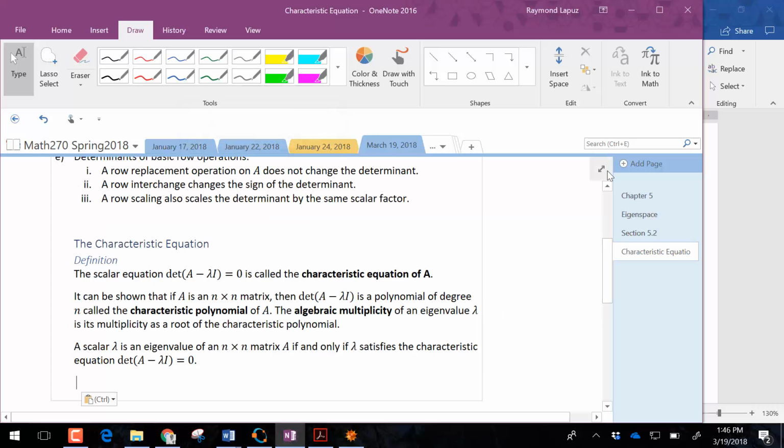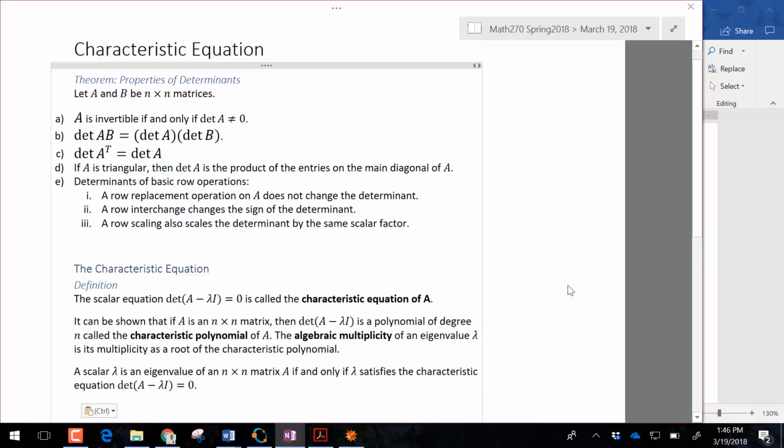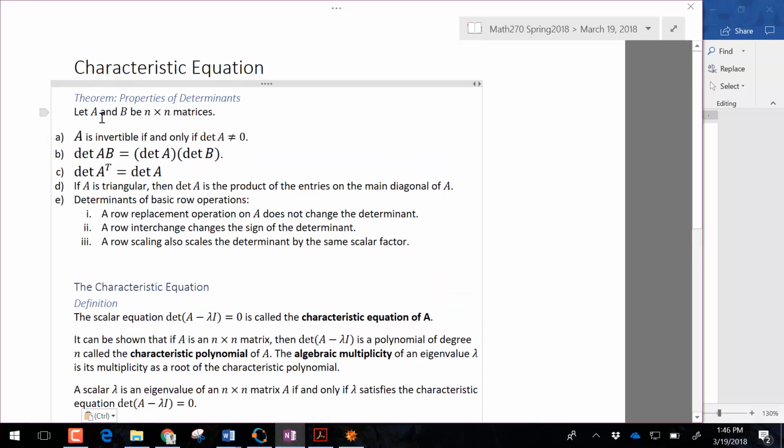And the characteristic equation, well, before we get there, just remind you of some properties of the determinant. If it's equal to 0, then it's not invertible. If it's not equal to 0, then it is invertible. The determinant of the product is a product of the determinants. Determinant of the transpose is equal to the determinant of the original matrix. If you have a triangular matrix, then the determinant is a product of the diagonal entries.